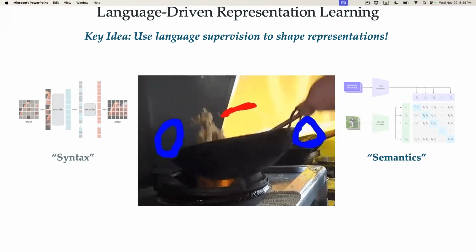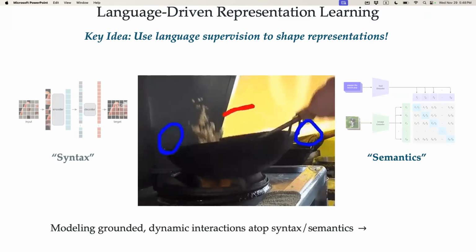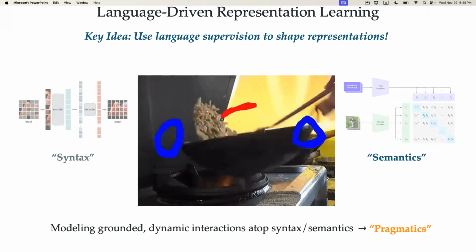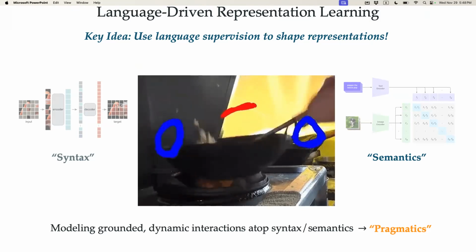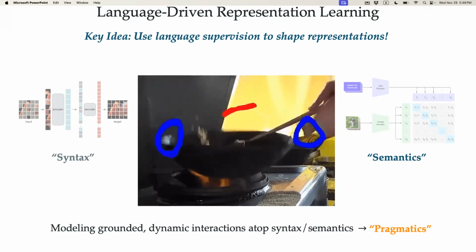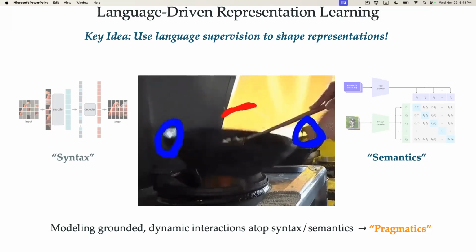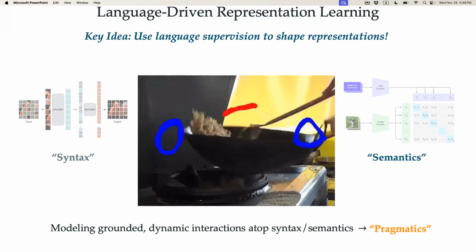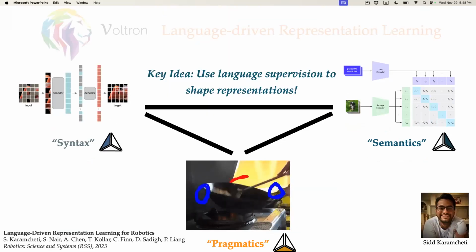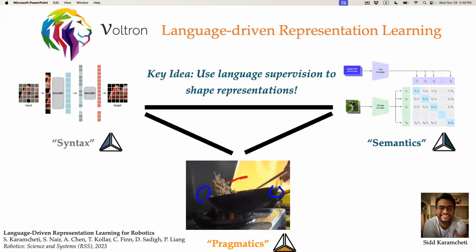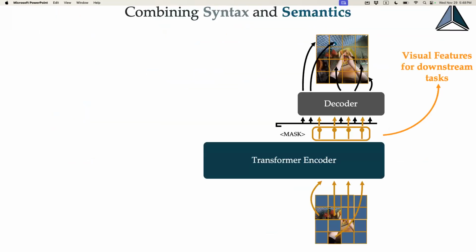In addition to syntax and semantics, we also need to capture things like context and pragmatics in some sense. If you look at robotics tasks, there's quite a bit of dynamic interaction that goes on, and we need to capture those dynamic interactions too. So there's a question of how do we capture dynamics and pragmatics in addition to syntax and semantics? These were the three key factors for building this model that's called Voltron. It's a language-driven representation learning model. It's a collaboration with a number of folks. Sidd Karamcheti is the main person who has been leading this effort.